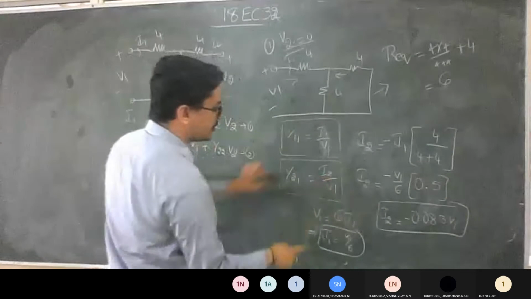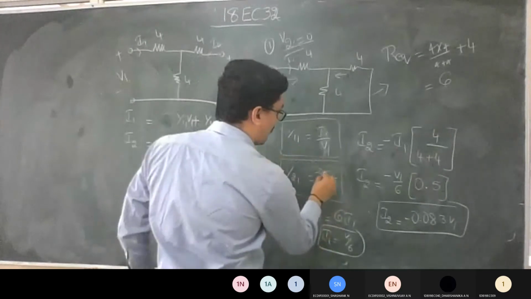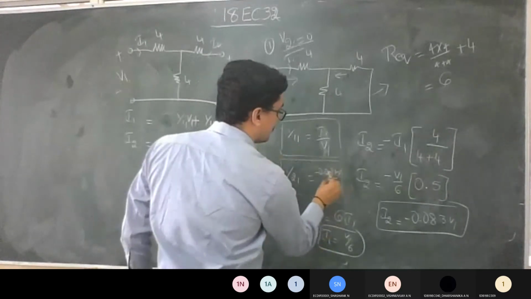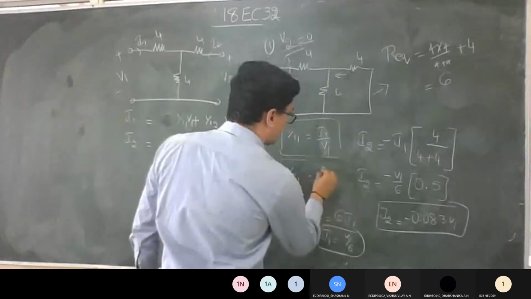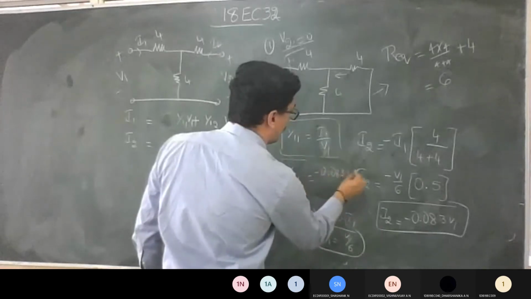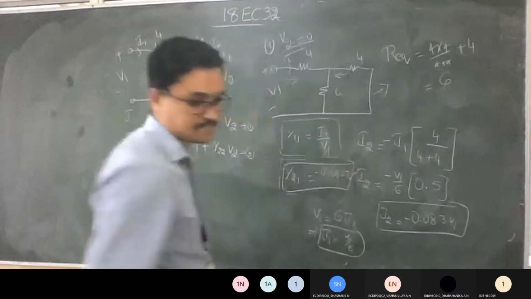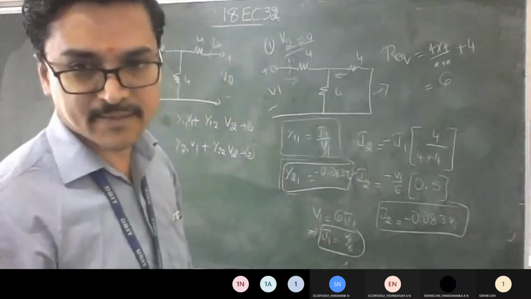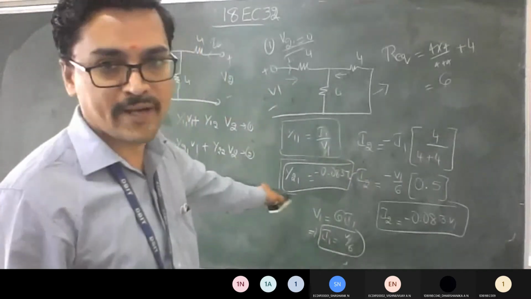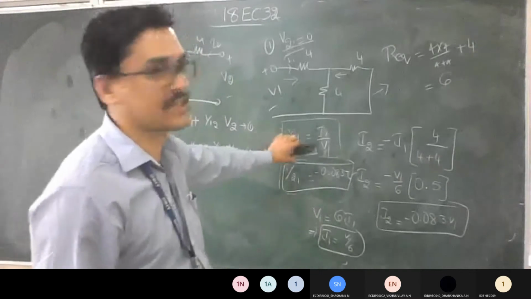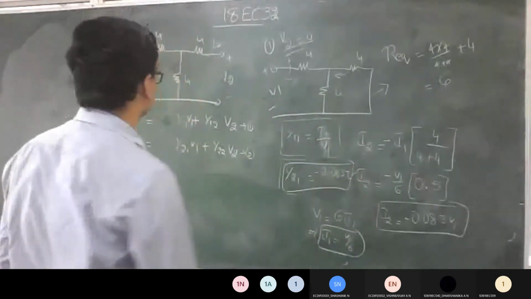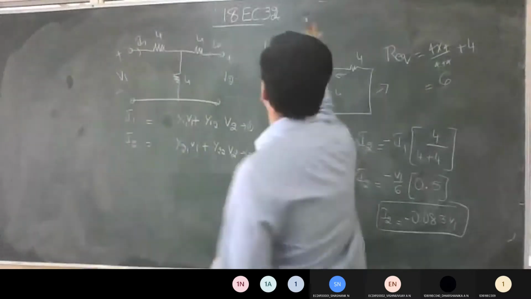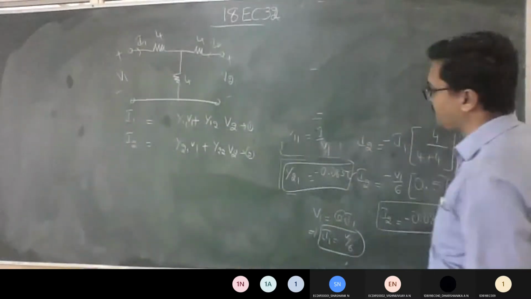If you substitute that I2 here, it becomes minus 0.083 V1. So V1 gets cancelled. The left out itself is the answer, minus 0.083. Am I correct? So you got the Y21 answer and the Y11 answer for case 1. In the same way you need to proceed with case 2. So any doubts with case 1, how to solve Y parameter?